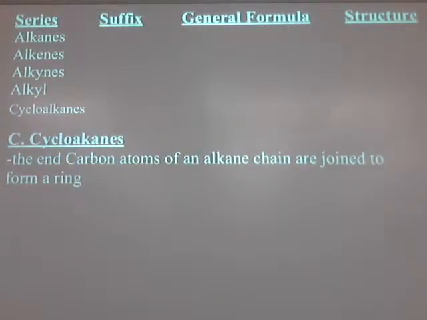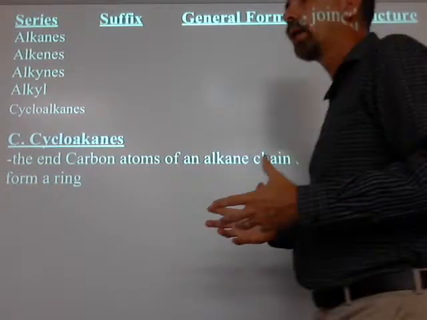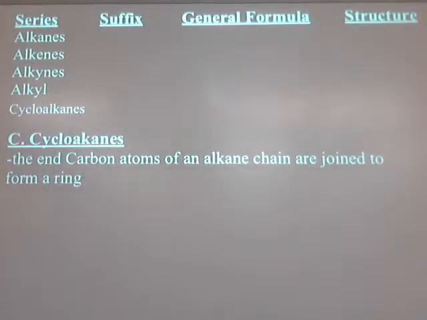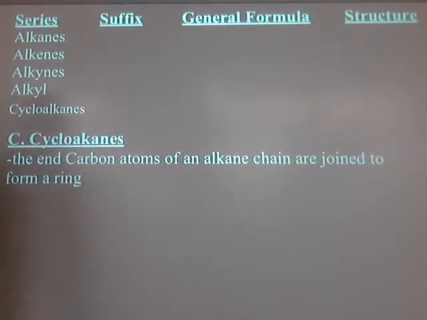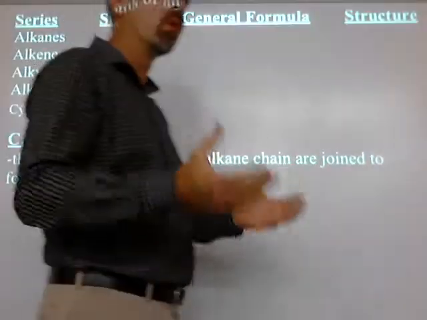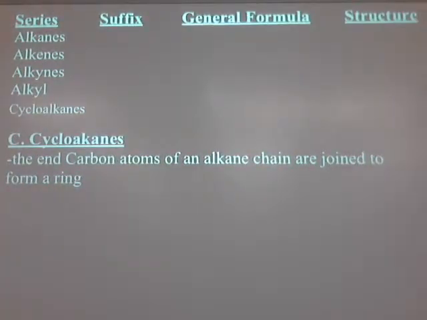The N carbon atoms of an alkane chain are joined to form a ring. See, a regular alkane chain, a straight chain molecule, it's not hooked together. Okay, we call that an aliphatic carbon chain. All right, aliphatic organic compound, hydrocarbon. They're different from ring structures, which are connected and form a ring with the carbons. And that can happen too.